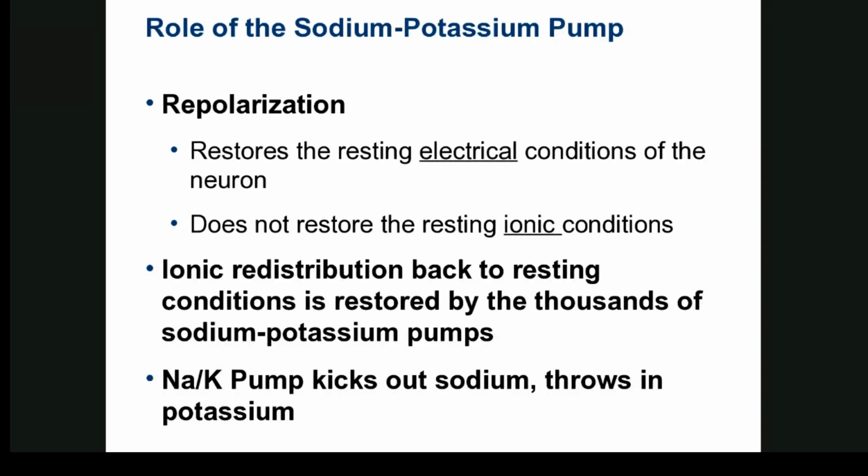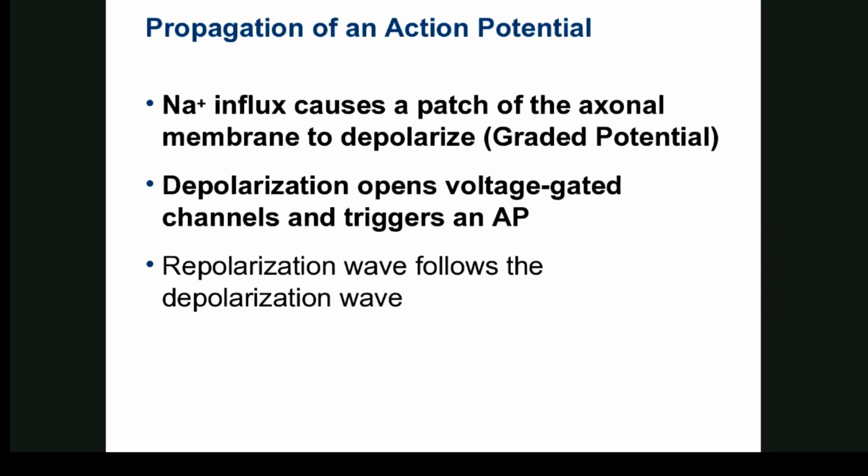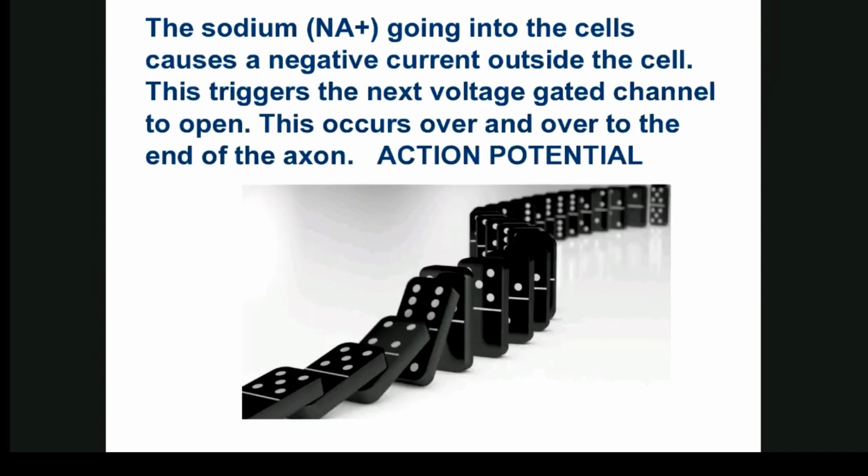Okay, repolarization only restores the electrical condition. That's your potassium. So to get the ionic redistribution, which has to happen before you get another action potential, the sodium-potassium pump starts to move sodium out of the cell and puts potassium back in the cell until you get back to a resting homeostatic state. Sodium influx opens the original channels, and repolarization follows a wave of depolarization.